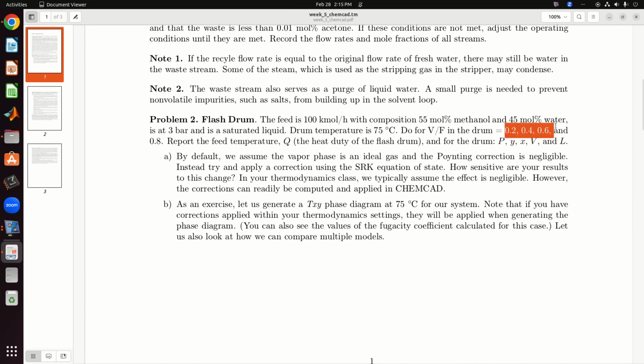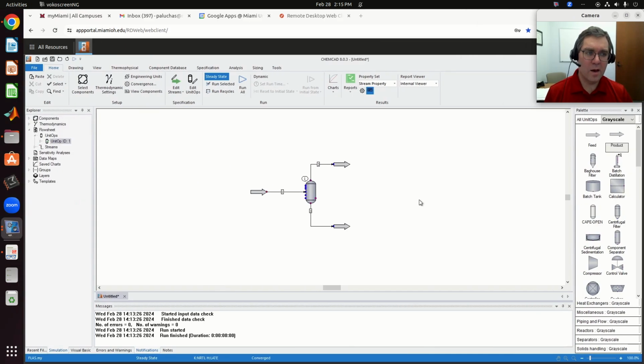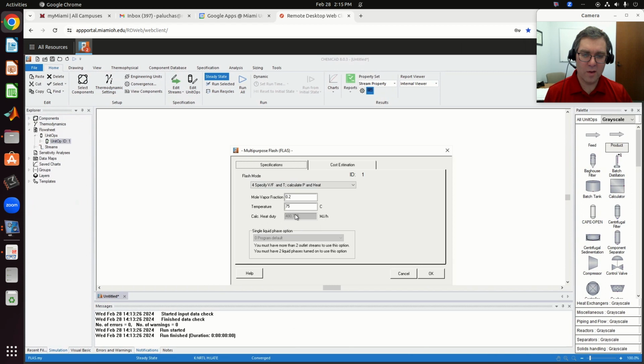All right, now just to play around a little bit, it also asks, so that's 0.2 or 20% vaporized, but what about 40, 60, and 80? And it says, calculate the feed temperature. Well, that's going to be fixed regardless. Q, the heat duty, the flash drum, and for the drum, P, Y, X, V, and L. Okay, now, what it means by this is okay. Here's Q, the calculated heat duty.